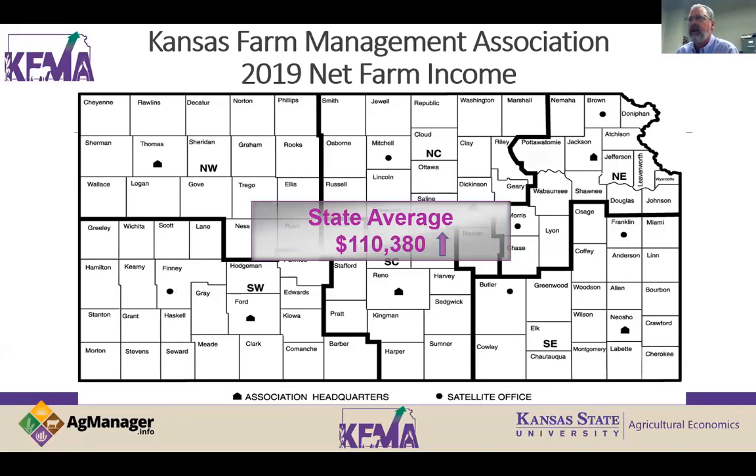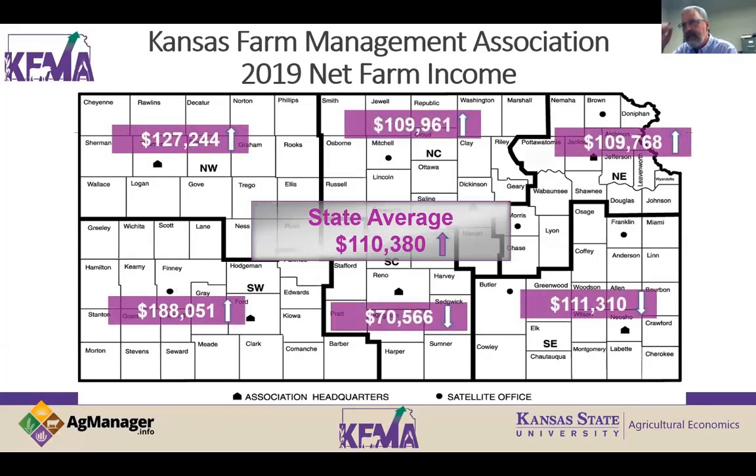And we'll be looking here as we move through this, discussing some of the differences amongst the various associations around the state, as well as some primary factors affecting that, looking at 2019. If we bring in the numbers here from the six different associations, we had two areas of the state that showed a drop in net income in 2019 from 2018, and four areas of the state showing an increase. The two areas with the drop, certainly a lot of impact of excess moisture, you might say, in those regions, but the low net income was in South Central Kansas, a little over $70,500.